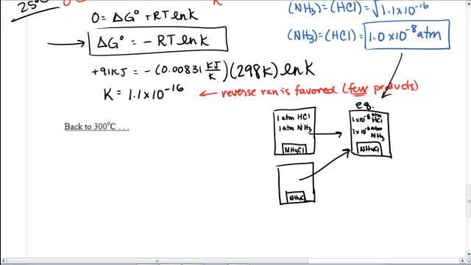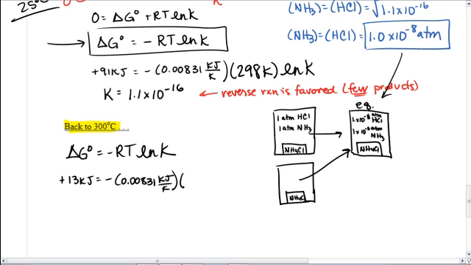All right. Let's try it at 300. So back to 300. We can use that new equation, delta G naught is equal to negative RT natural log K. But now at 300, our delta G was positive 13. It dropped, remember? So we can plug that in. And that's equal to the gas law constant times now 573, because we're at 300 degrees Celsius, natural log K.